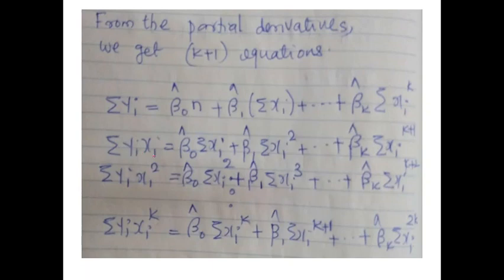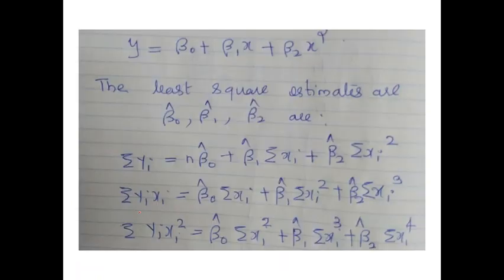Therefore, the second equation will be: sigma yi xi is equal to beta naught hat into sigma xi plus beta 1 hat into sigma xi square etc. plus beta k hat into sigma xi raised to k plus 1. And similarly, we will get sigma yi xi raised to k is equal to beta naught hat into sigma xi raised to k plus beta 1 hat into sigma xi raised to k plus 1 plus etc. plus beta k hat into sigma xi raised to 2k. You should know how we are getting this from the partial differentiation. This equation set is very important.